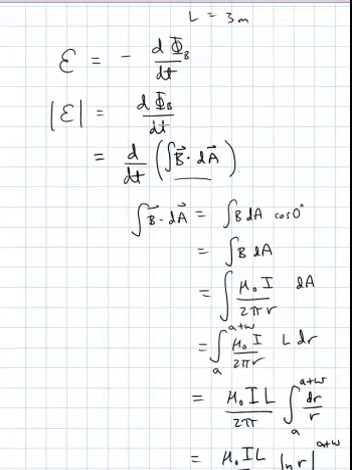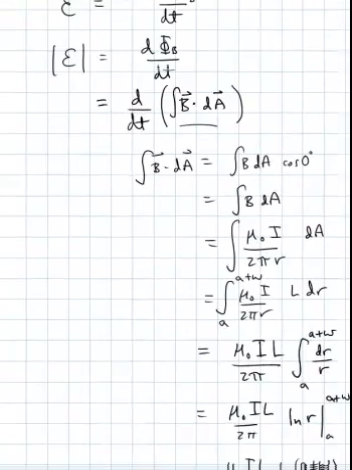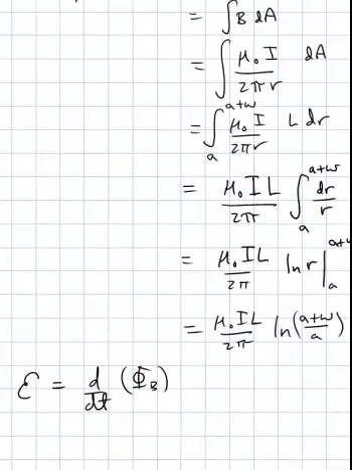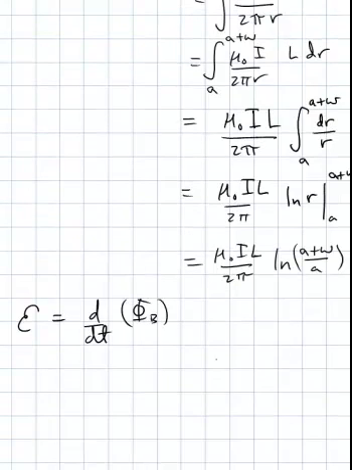I have to go back up. I'm trying to find my induced EMF. So now I have to take the time derivative of this. I'm just going to rewrite this here. EMF is the time derivative of the magnetic flux, and that was my magnetic flux. So I can put that in here.